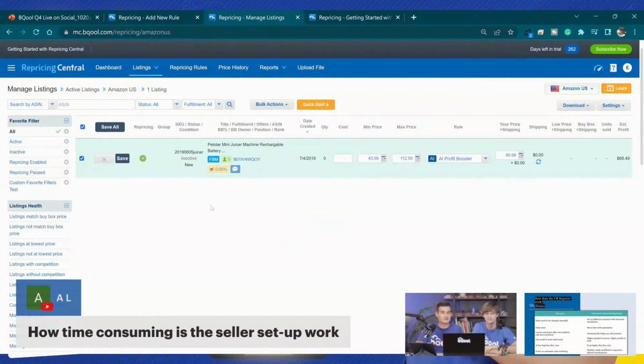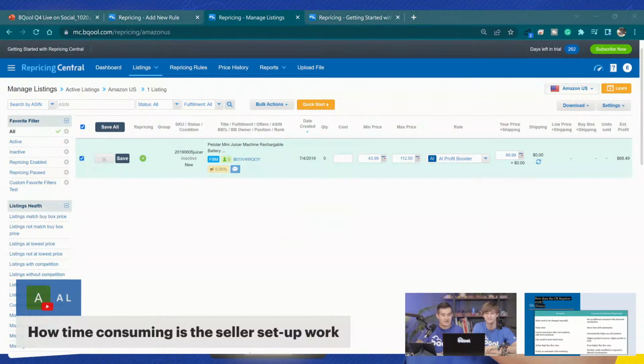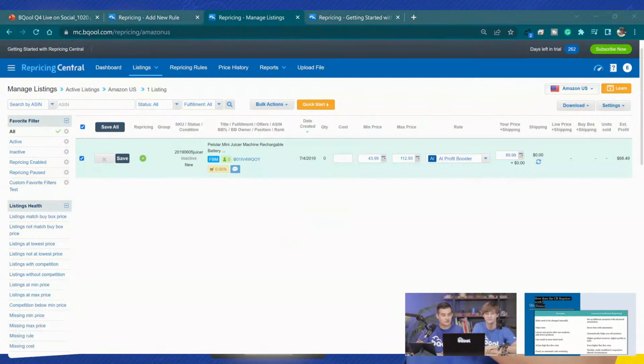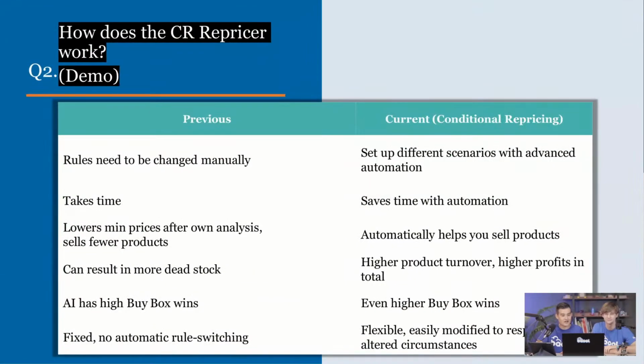But we're getting a little ahead of ourselves answering questions. So I'm going to get back into the presentation here. Let's go to the next slide, and we're going to go back to what we were talking about.